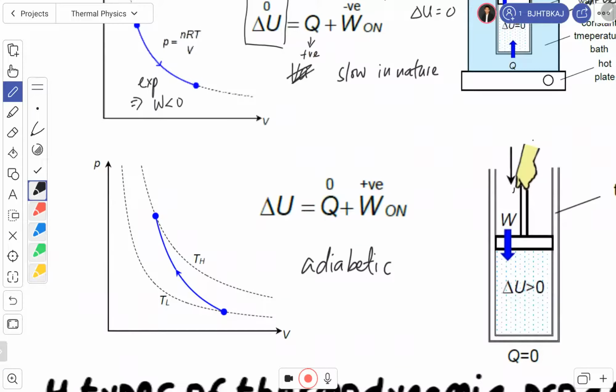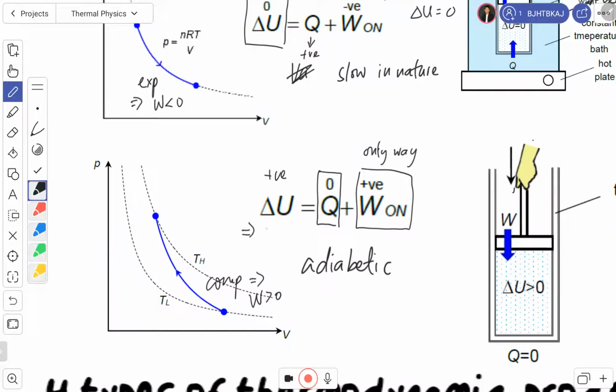Similarly, in the adiabatic process, you see this graph. Adiabatic means no exchange of energy with the surroundings, no heat flow. The only way you can change internal energy is by doing work. And look at the volume change. In this case, this is a compression. Compression means this is a positive work. So Q is zero, W is positive. This means that this one is a positive quantity, and this means internal energy increases. And this means temperature increases.